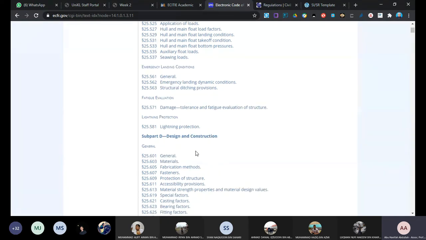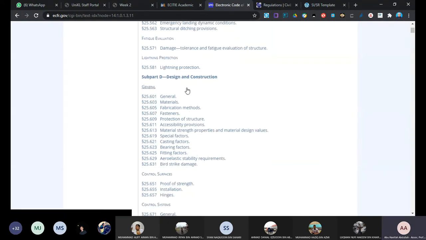Lightning protections. Okay. Design and construction. Material. What material you use to do the repair? You use the same material. You're not using different material because you do not want dissimilar metal. Why? Because you will have corrosion. So what is the requirement of you choosing the material? It is in the 25.603.